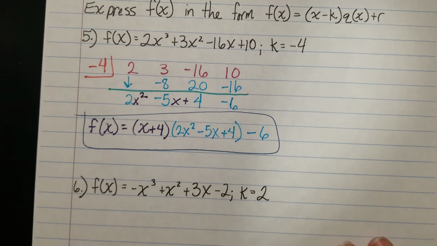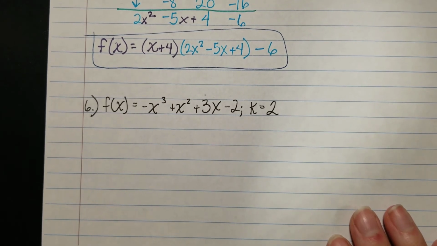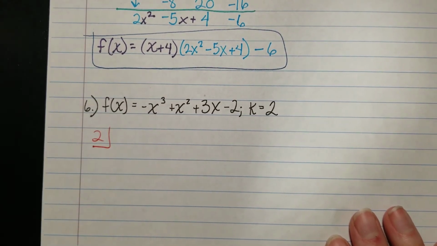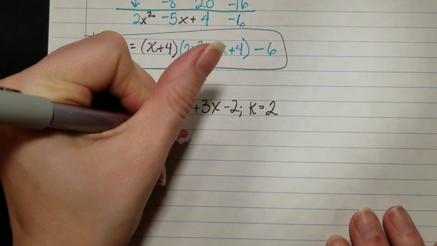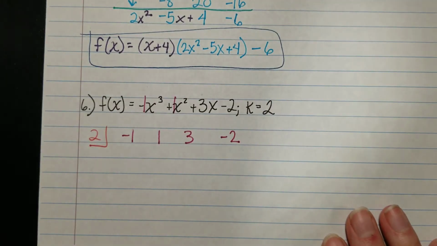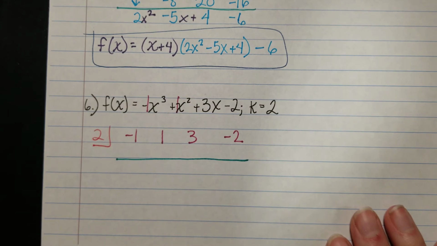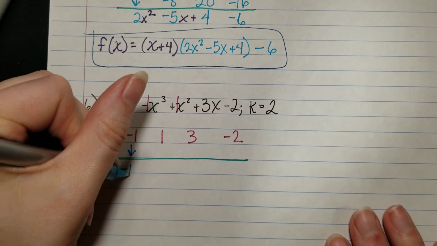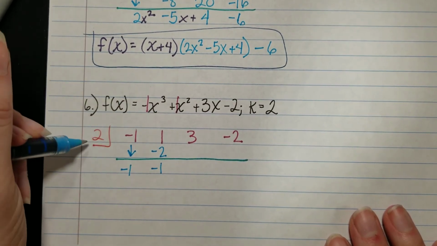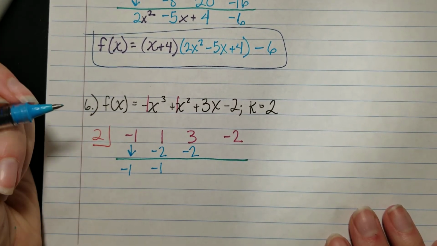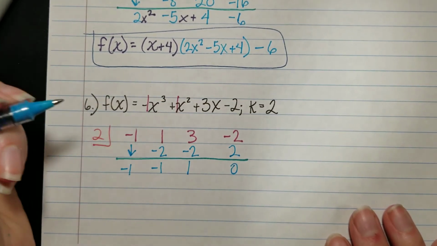All right, and then number 6, same type of question. I'm going to put 2 in the box, and then my coefficients are negative 1, 1, 3, negative 2. Bring down the negative 1. Negative 1 times 2 is negative 2. 1 minus 2 is negative 1. Negative 1 times 2 is negative 2. 3 minus 2 is 1. 1 times 2 is 2. Negative 2 plus 2 is 0.